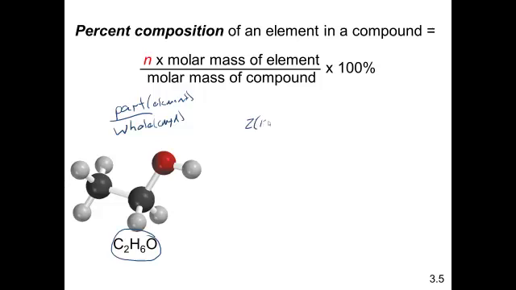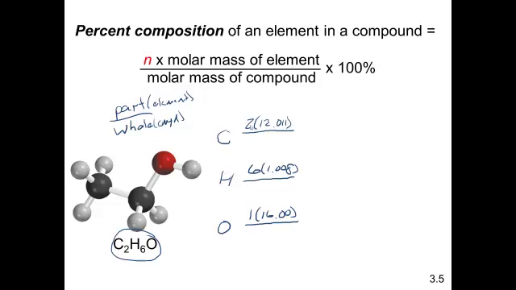In this particular example, we have C's, H's, and O's. We're going to start with C's. We have 2 of them, and they have a molar mass of 12.011. Our next element is hydrogen. There's 6 of these, with an atomic mass or molar mass of 1.008. And finally we have oxygen with an atomic mass of 16. So those are our parts.